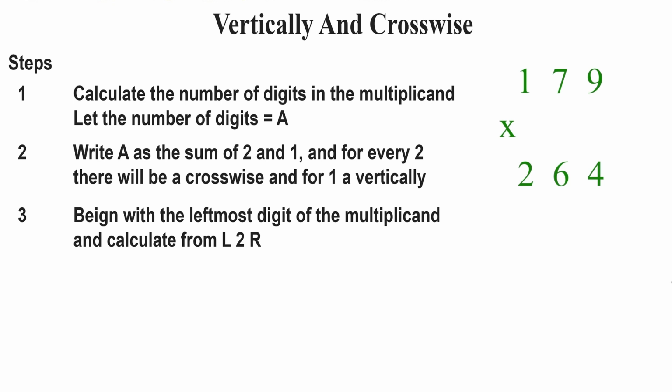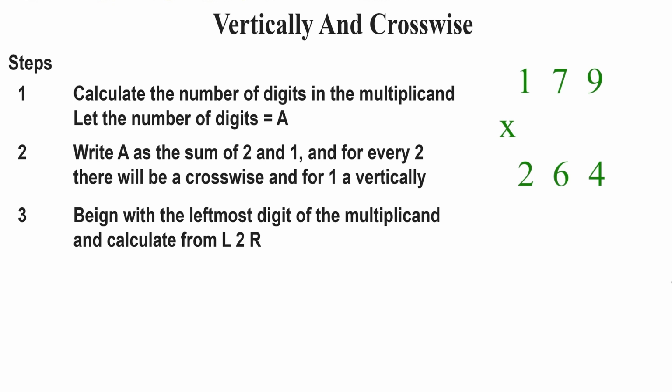Now remember, it is only with the leftmost digit of the multiplicand that we use all the digits of the multiplier, that is 1 multiplied by 2, then 2 6 and then 2 6 4. We do not do that with the rest of the digits of the multiplicand. So with 7 we would only use 6 4 together. Now since 6 4 is 2 digits, we would be having a crosswise, that is 7 multiplied by 4 plus 9 multiplied by 6.